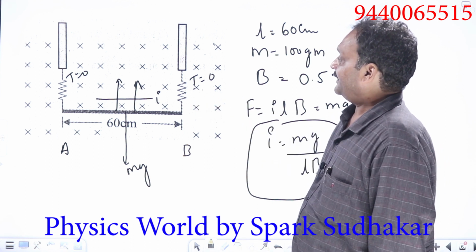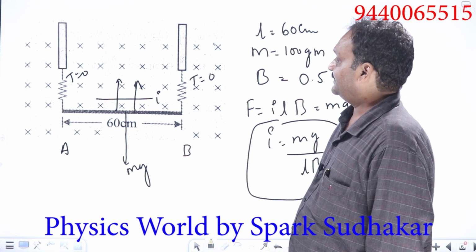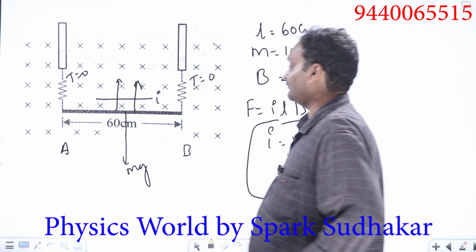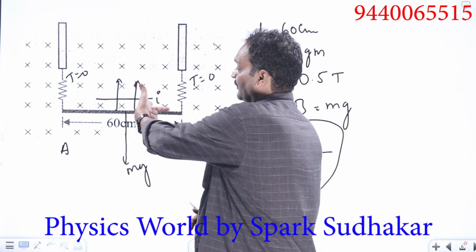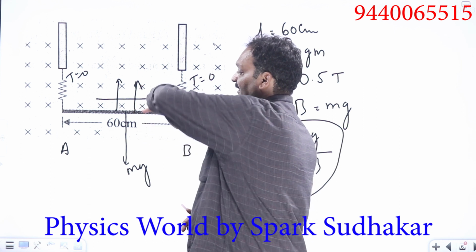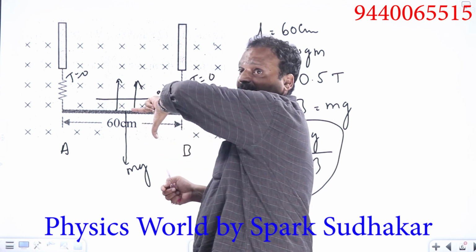Okay, right? And one more thing it can be asked is, if the direction of the current is reversed, what will happen? Now forefinger is pointing into the board, right? Direction of current is reversed means force will be acting downwards here.